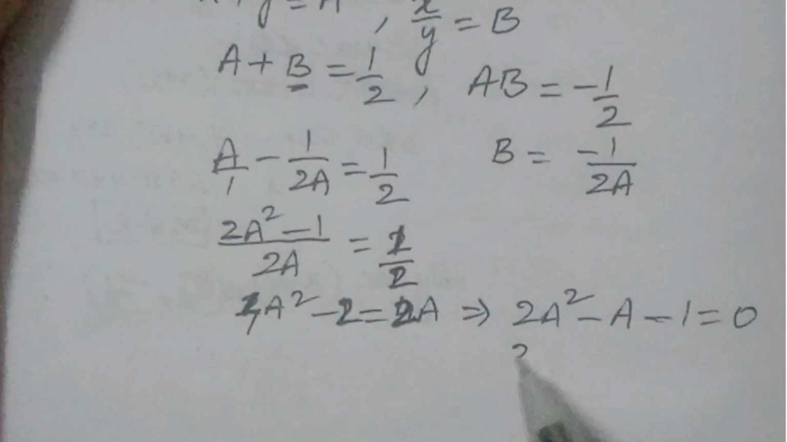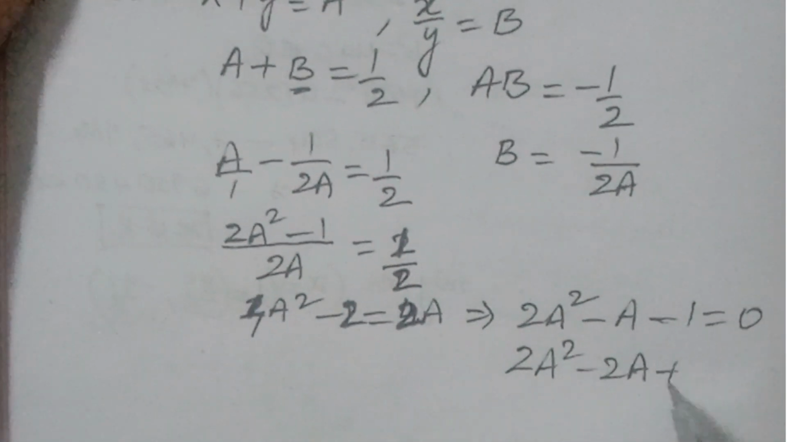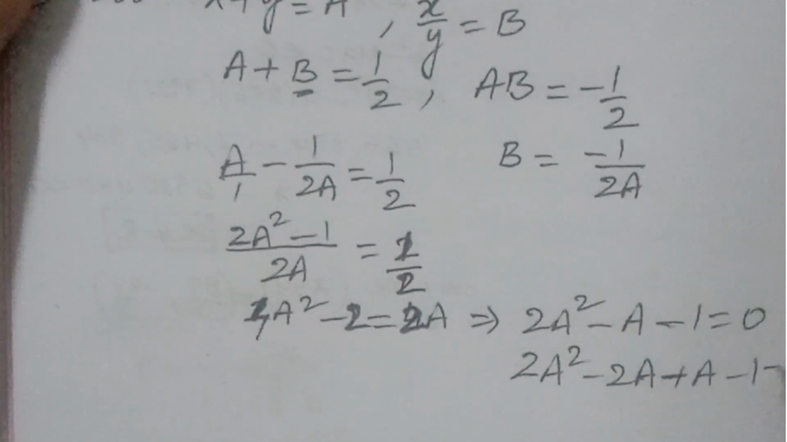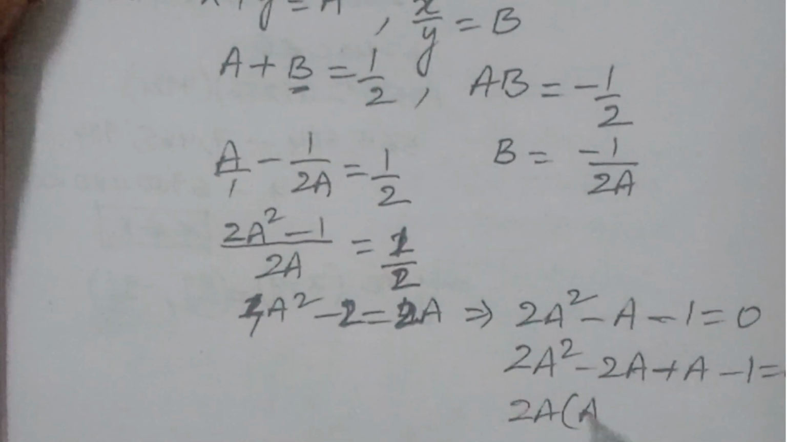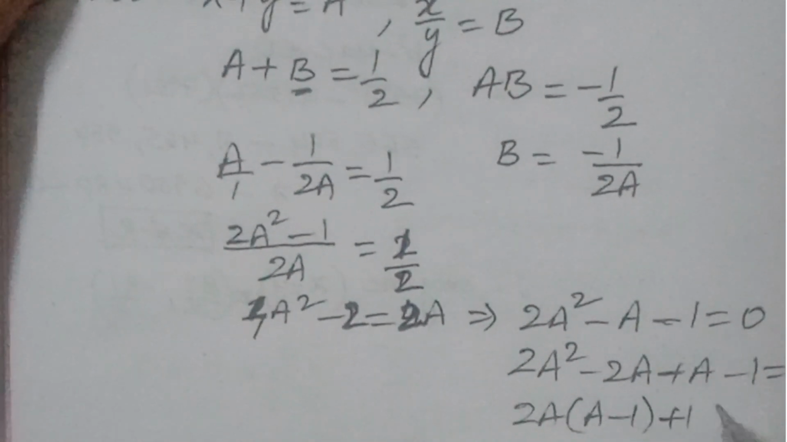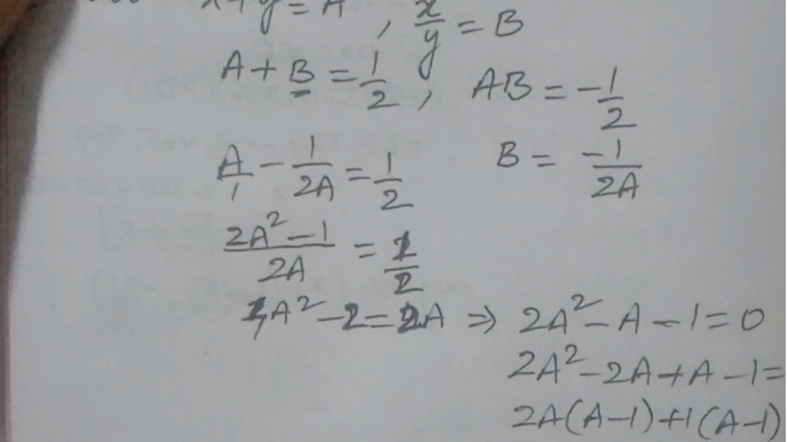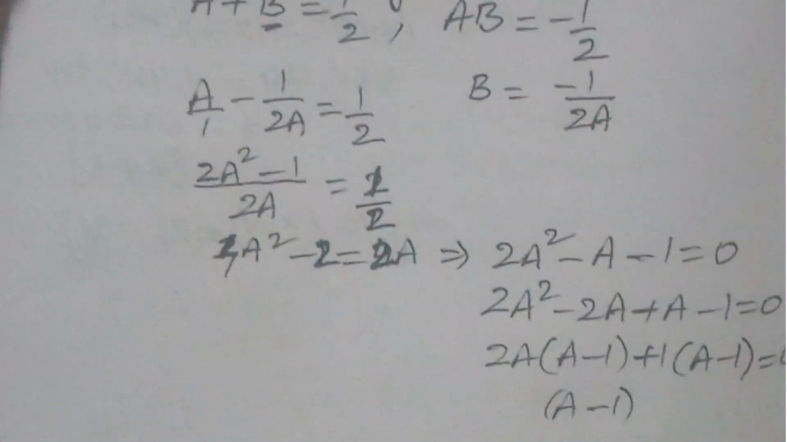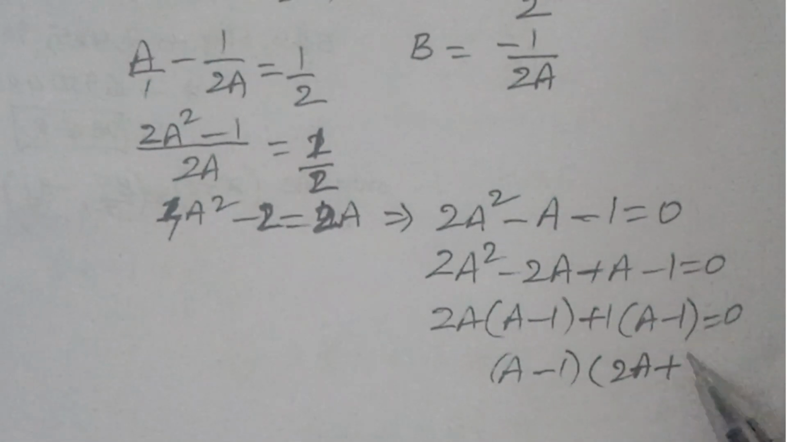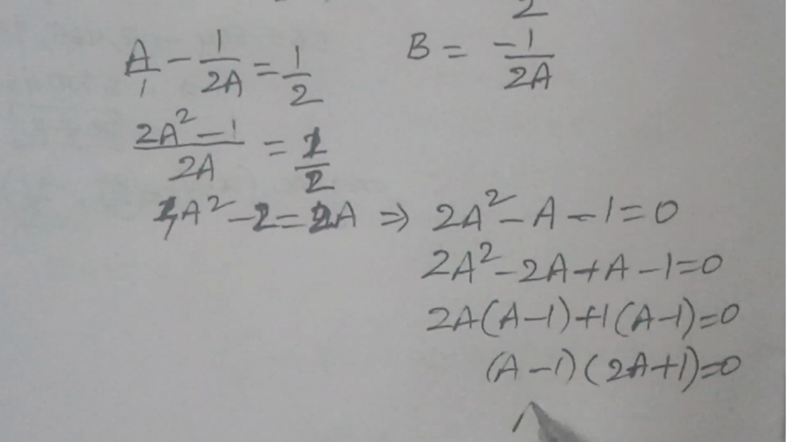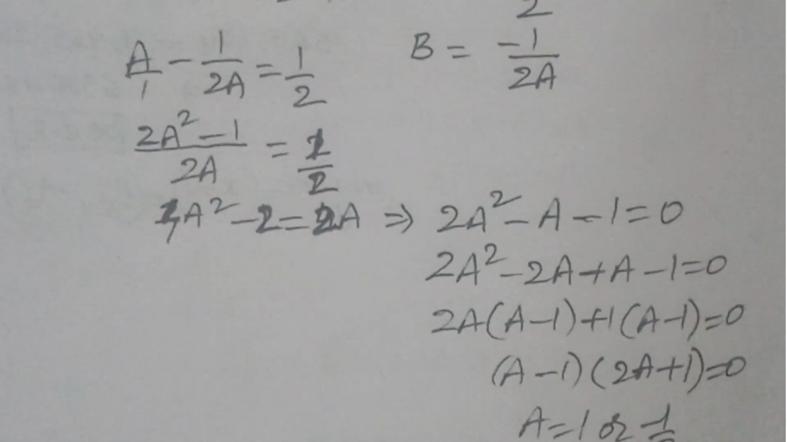So here you will find the factors. 2a square minus 2a plus a minus 1 equal to 0. So taking 2a common, a minus 1 plus 1 into a minus 1 equal to 0. So a minus 1 into 2a plus 1 equal to 0. So a is equal to 1 or minus 1 by 2.